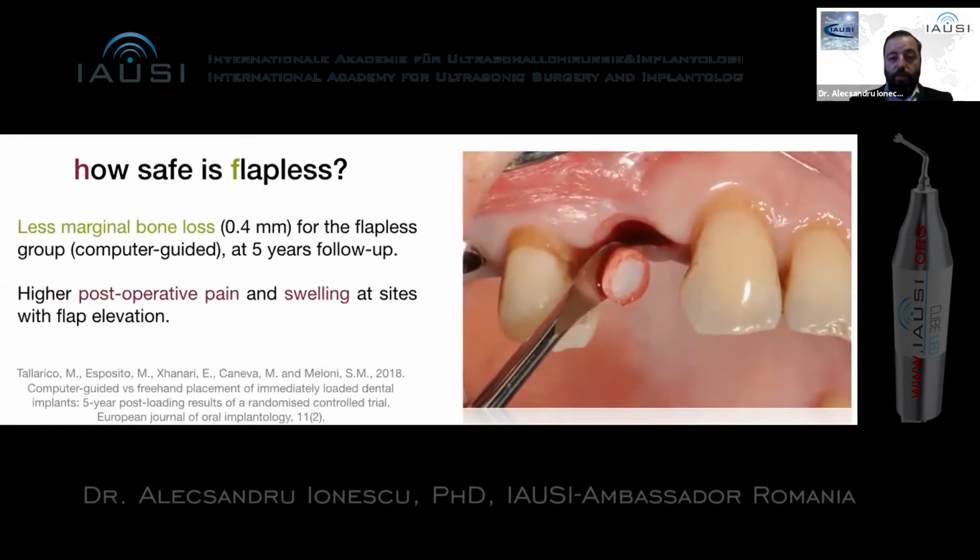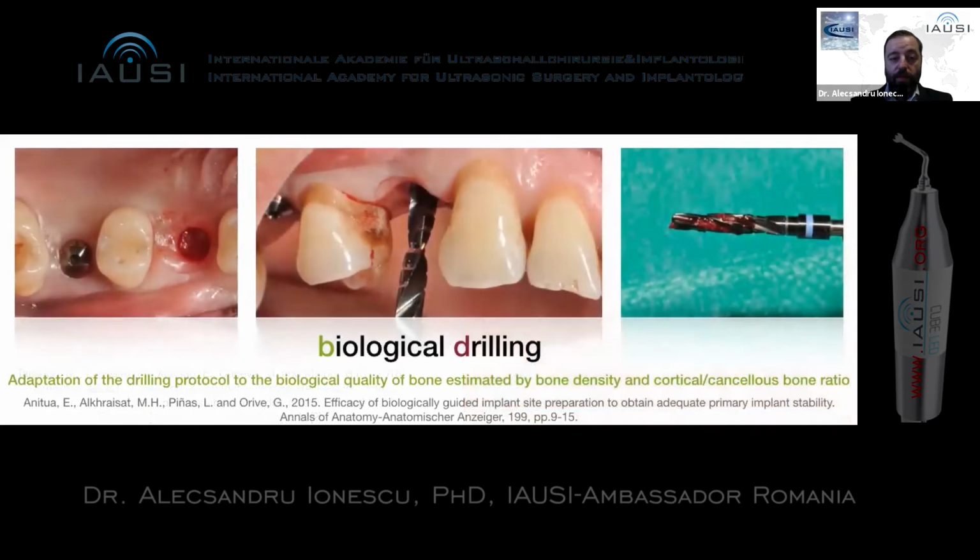And we are doing the tissue punch. Of course, there are many advantages of the flapless approach in terms of postoperative pain and swelling at the site of the flap elevation. So this is how it looks after we take out the tissue punch. And then we use the concept of biological drilling, which was described by Professor Anitua from Spain. So basically it's a low speed rotation. It's 100 rotations per minute without irrigation.